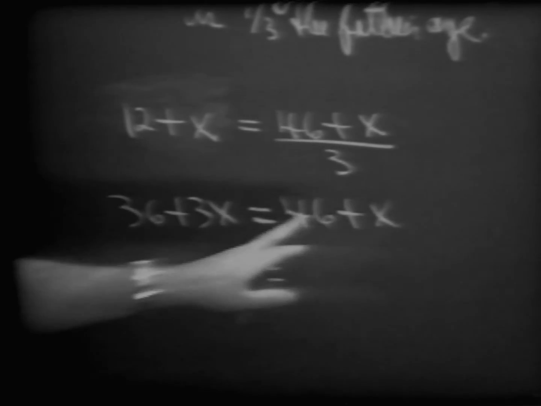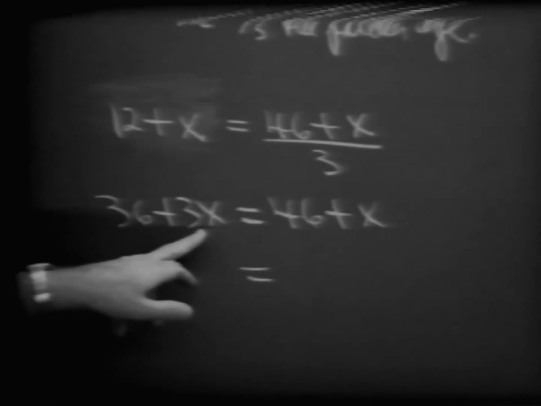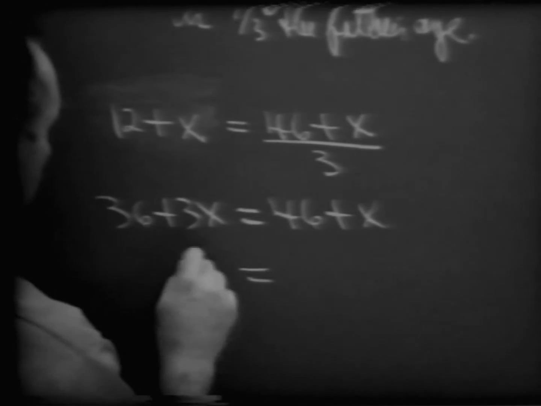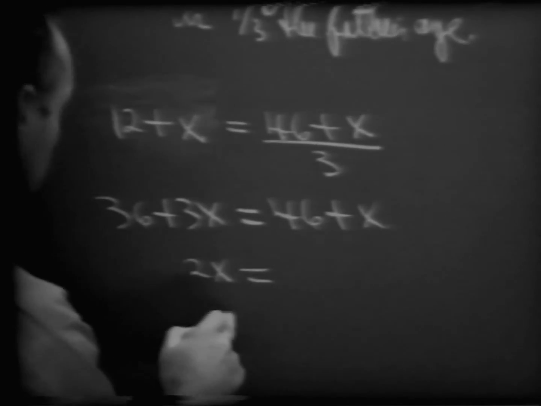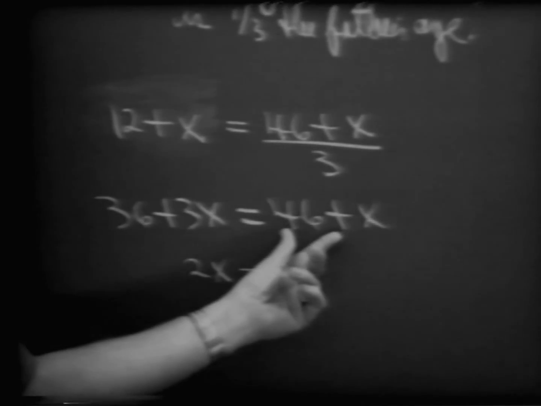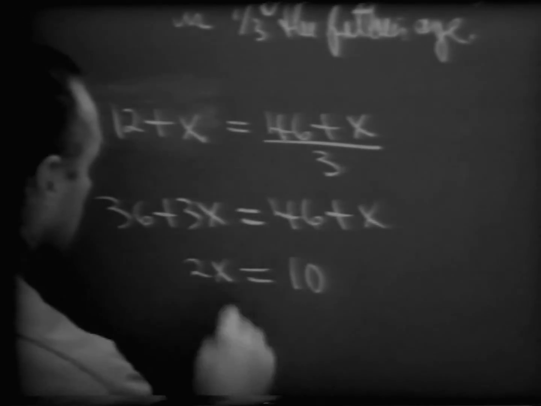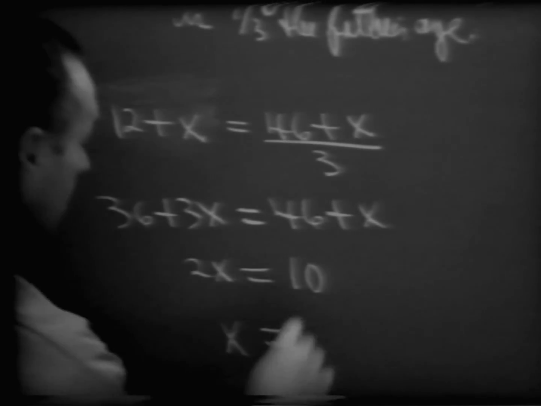now let's, what? I see an x here and 3x here, so what can we do to both sides? And David says, subtract the x, and that gives us 2x, is that right? And then we look at 36 and 46. What can we do to both sides here? And Chuck says, subtract 36, and that gives us what? 10, and hence x then must be equal to 5.